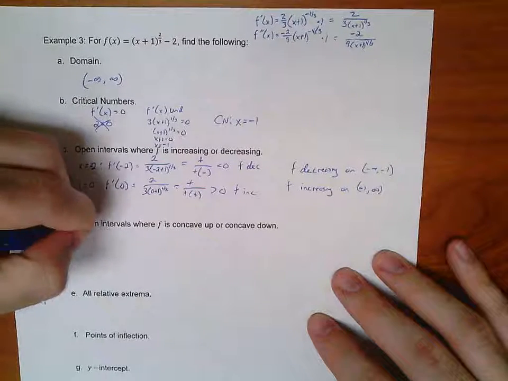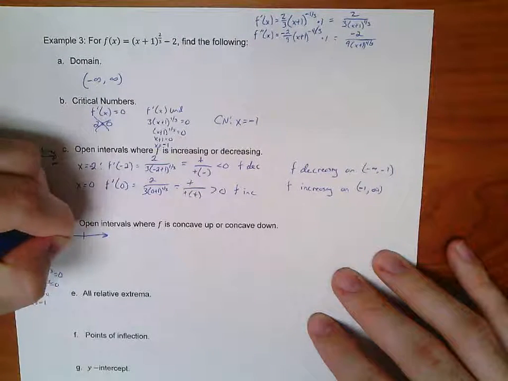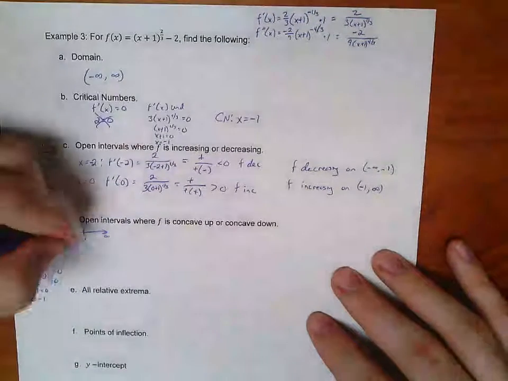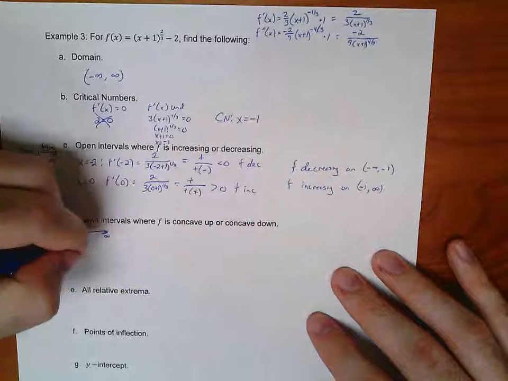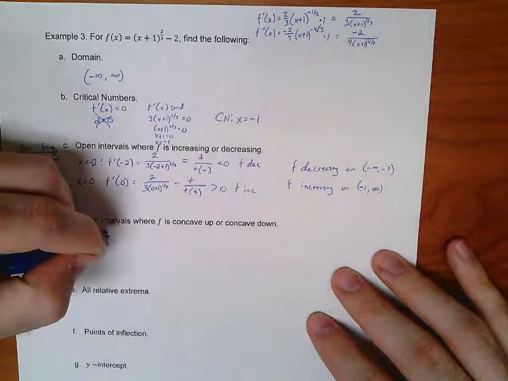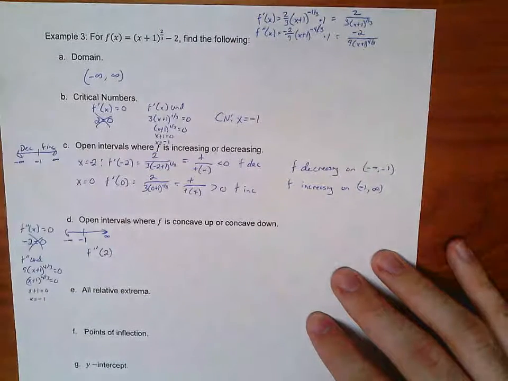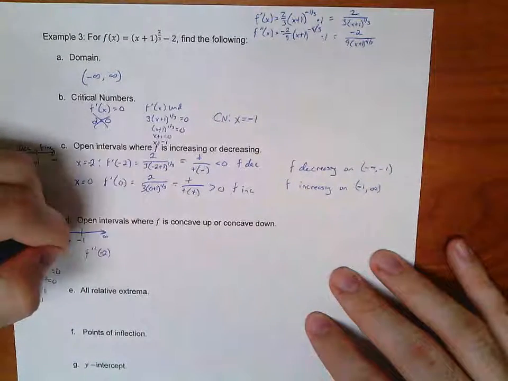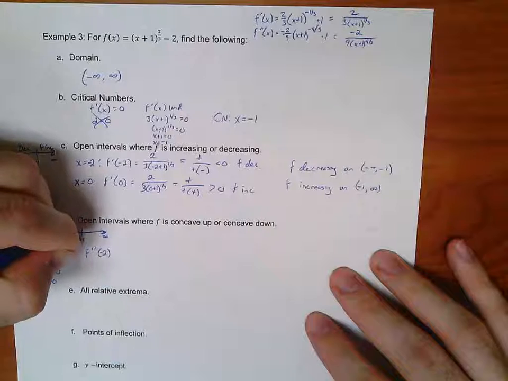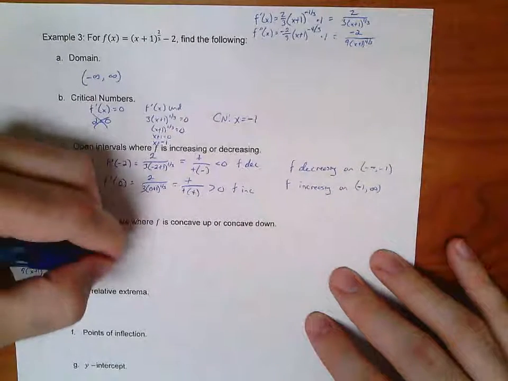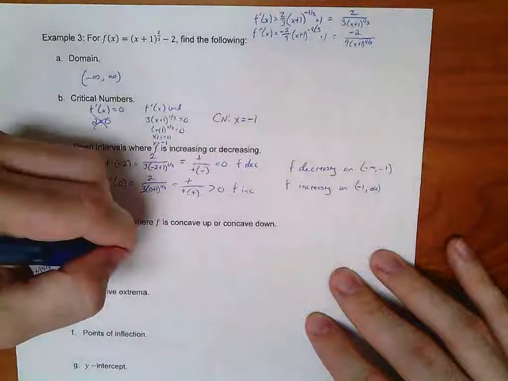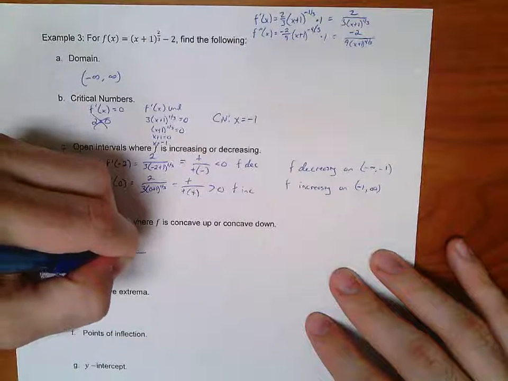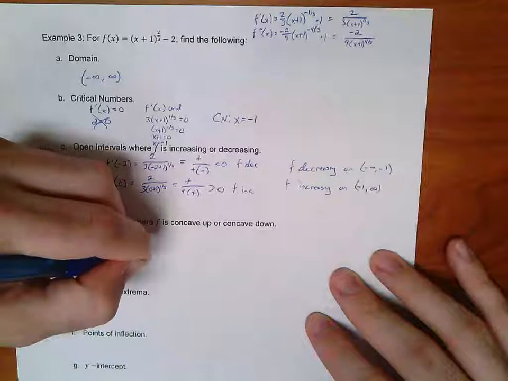So same exact interval picture. Negative infinity to infinity is our domain, and we're still splitting at negative 1. So let's pick f double prime of negative 2. We pick x equals negative 2 as our test point again. Then the second derivative at negative 2 is going to be negative 2 over 9 times (negative 2 plus 1) to the 4/3 power.